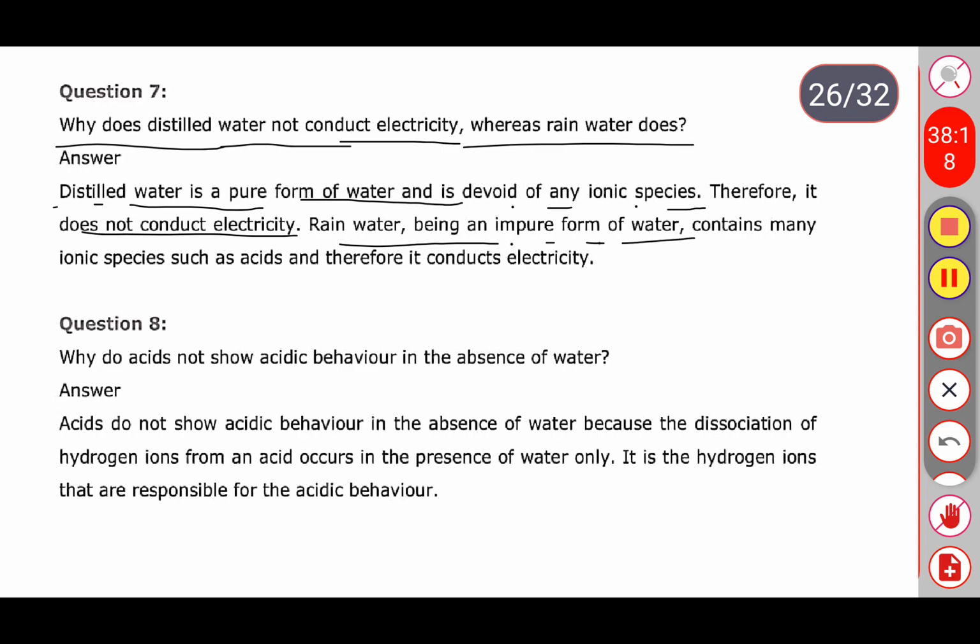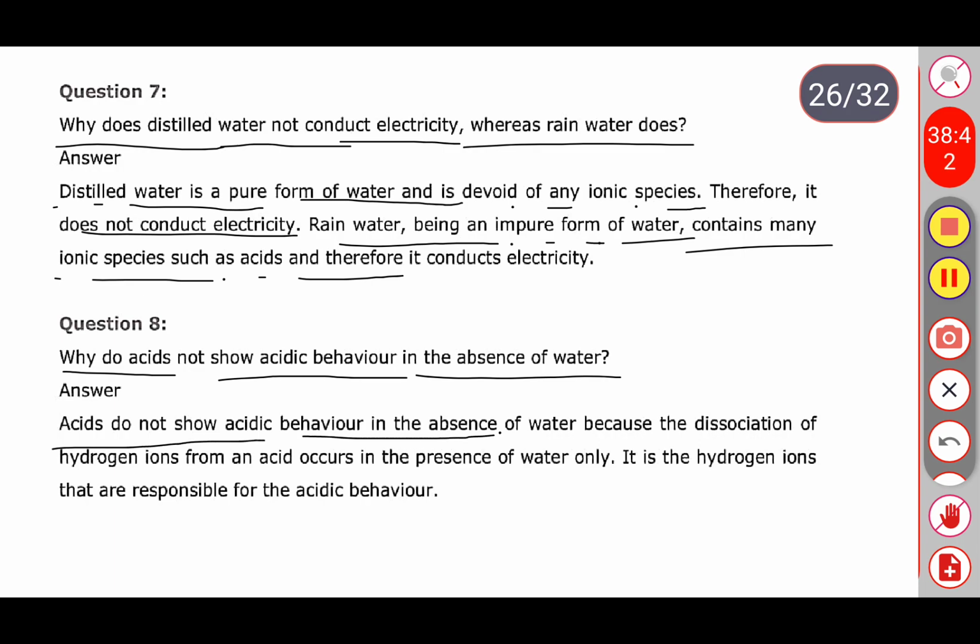Next one, why do acids not show acidic behavior in the absence of water? Acids do not show acidic behavior in the absence of water because the dissociation of hydrogen ions from an acid occurs in the presence of water only. It is the hydrogen ions that are responsible for acidic solution. Let's see the next question.